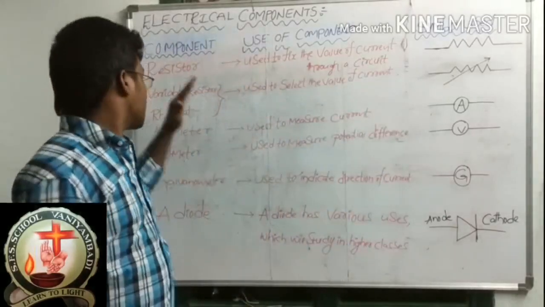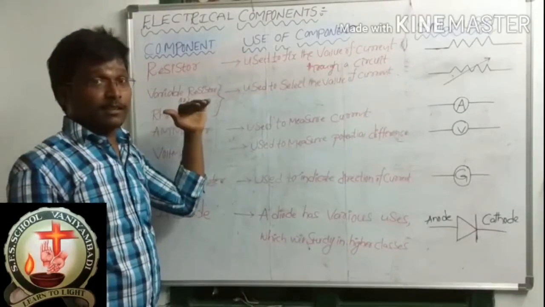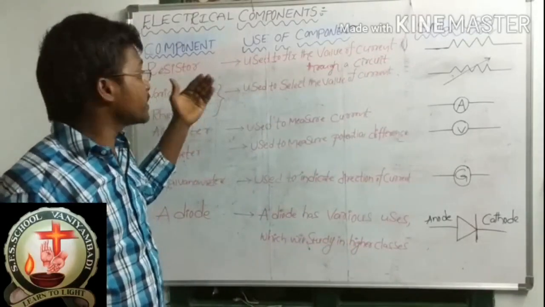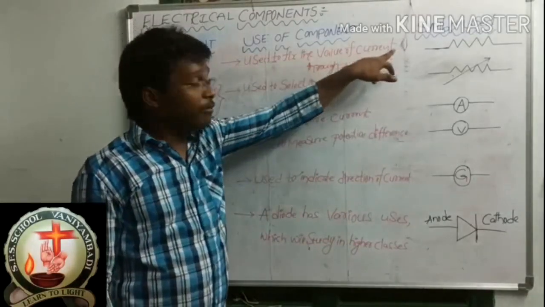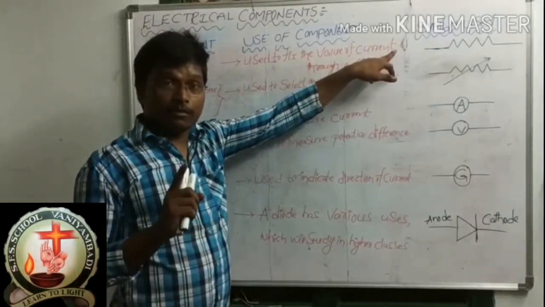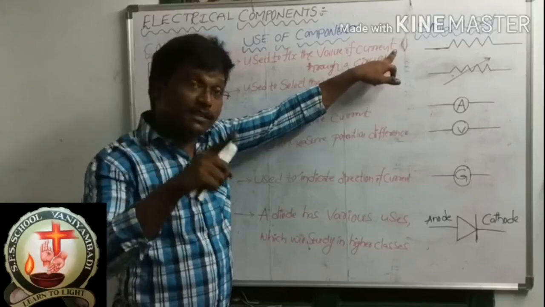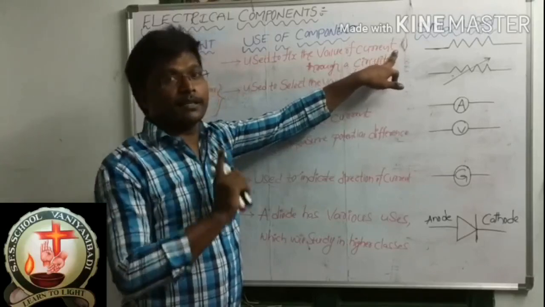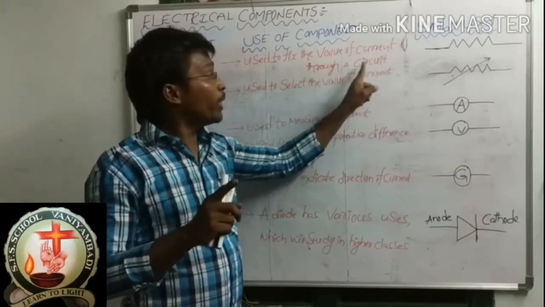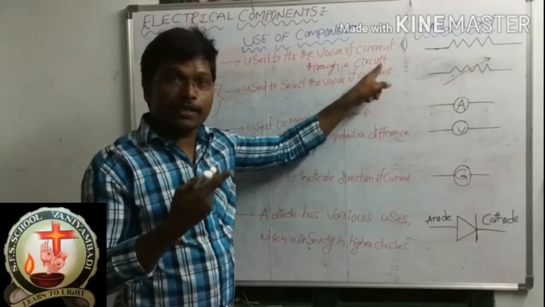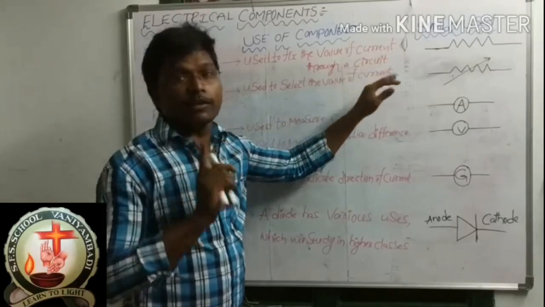Remember, the first component is resistor. For what purpose are we using this resistor? Used to fix the value of current. Where? Through a circuit. Through a circuit means an electrical circuit.